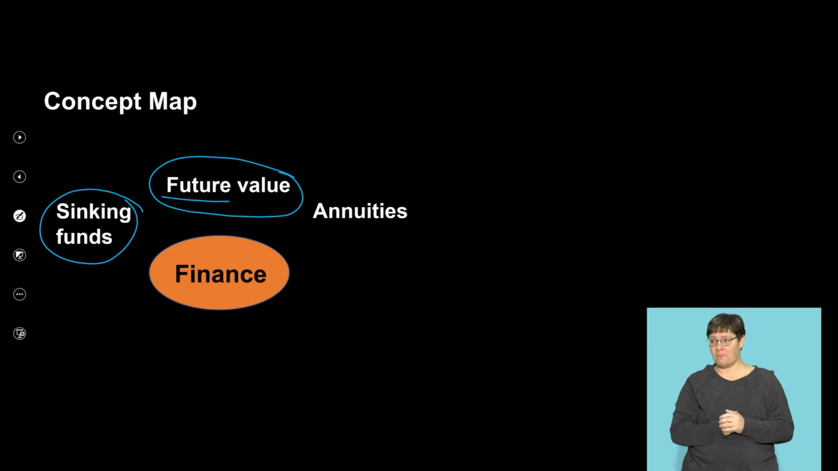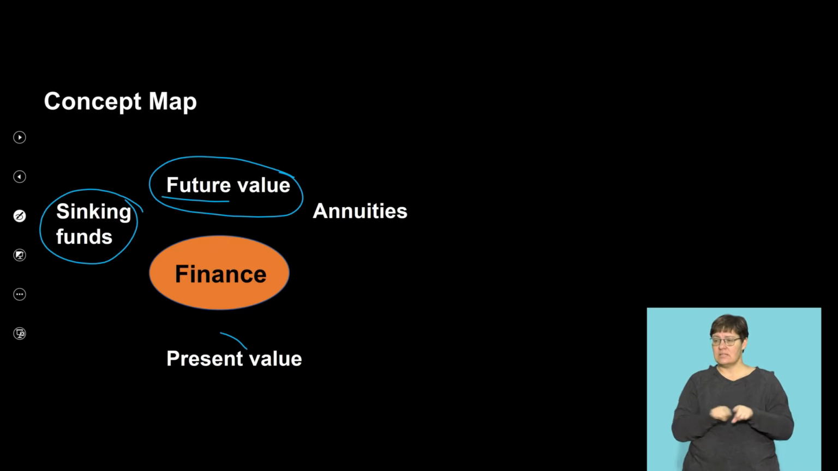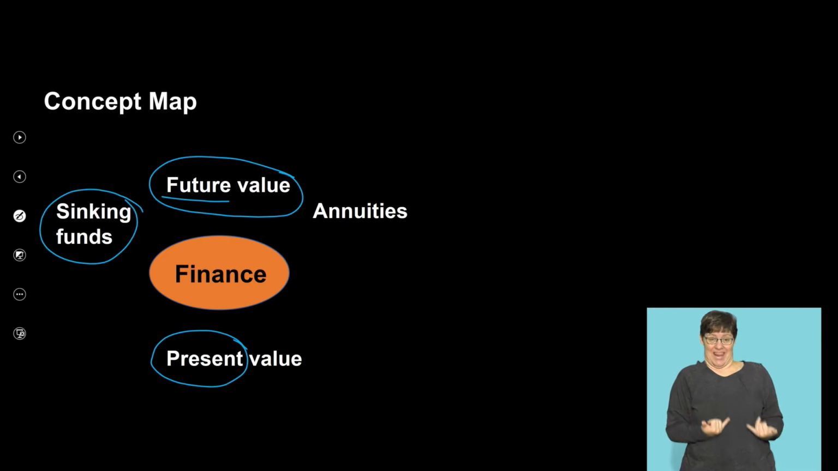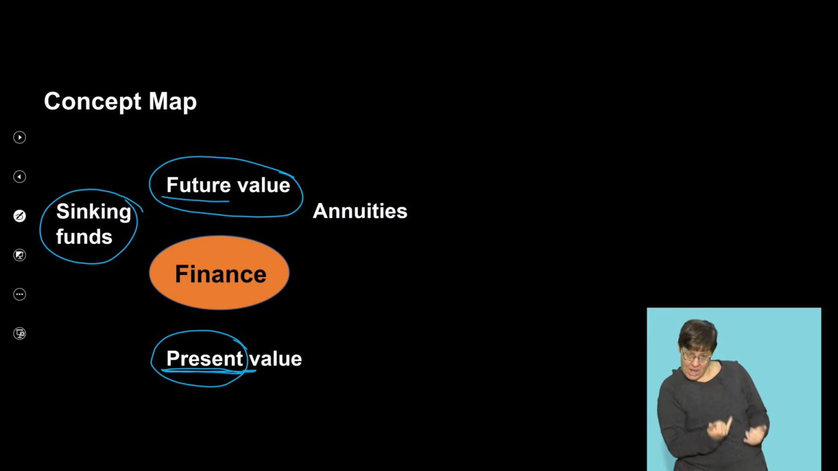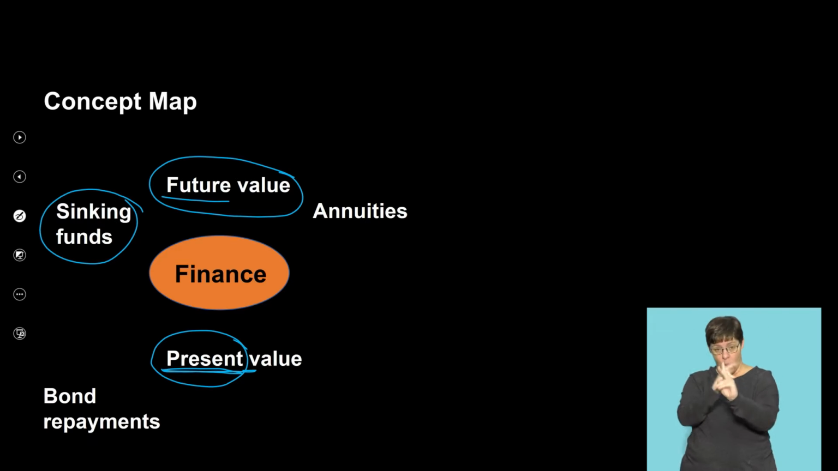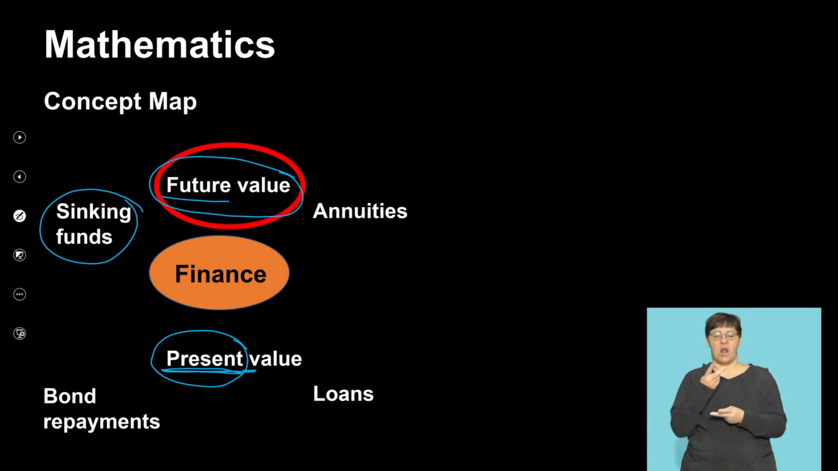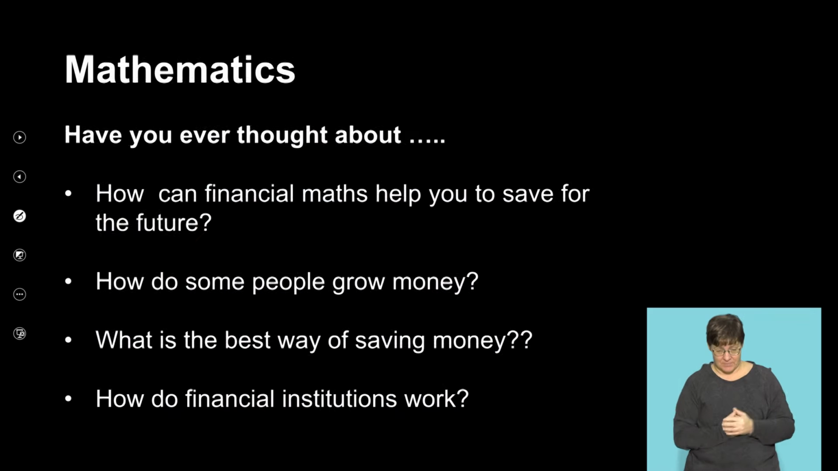Also, we have what we call annuities. Annuities also have to do with a month-to-month basis. And then we also have what we call a present value. As it says, this is a present value. It's the money you get now. But most of the time, this is not money that you own. It's money that you get from a bank, maybe because of a bond or because of a loan. So these are bond repayments and they are loans, as I said. But now we are focusing on future value.